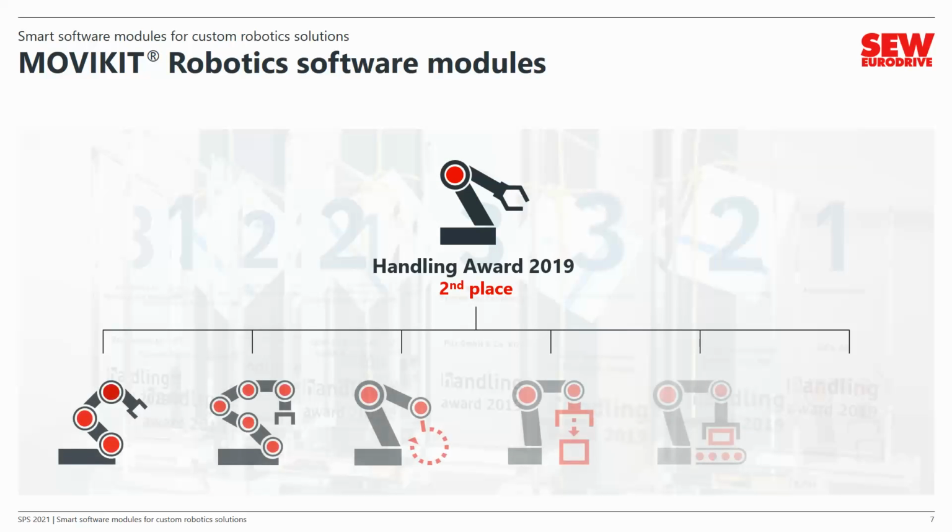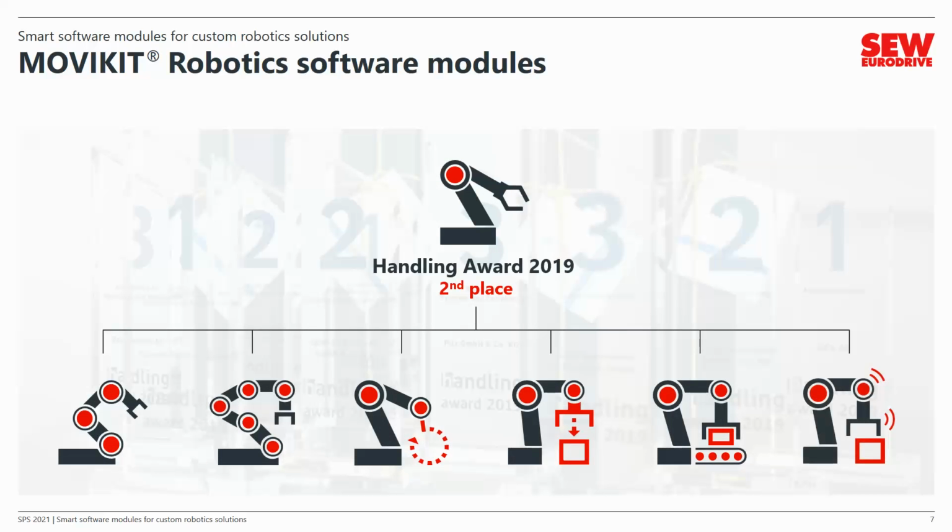The MOVIKIT Robotics software module, which, by the way, received the Handling Award for simple operation together with flexibility and performance capability, can be extended with additional robotic software modules that we call add-ons and are symbolized by the icons shown here.